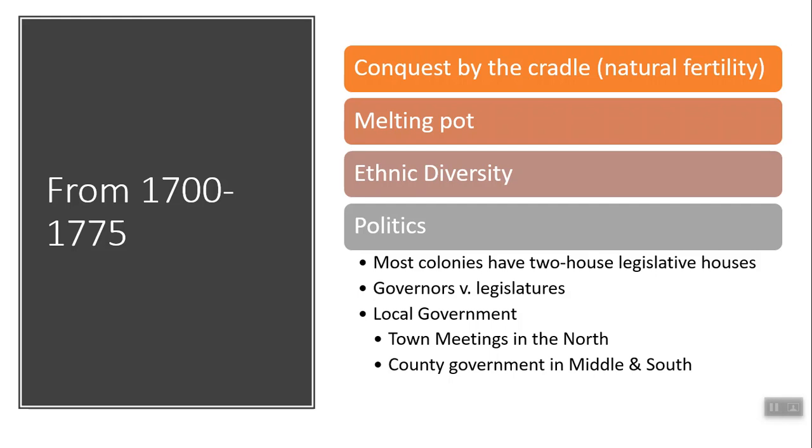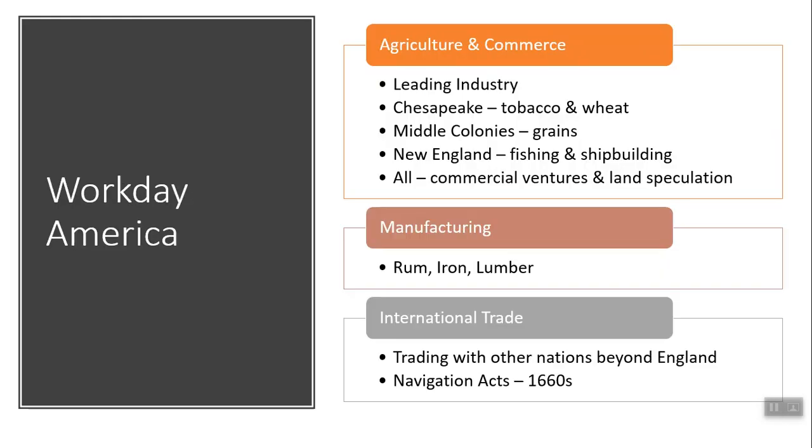Remember, the governor was often appointed by the king or by the proprietor, which meant he wasn't necessarily answerable to the legislature like the legislature was to the voters. So that control helped make sure that governors were held in check. Local government: we had town meetings in the north, whereas we had county governments in the middle and southern colonies.